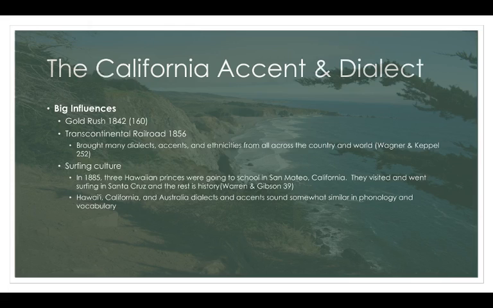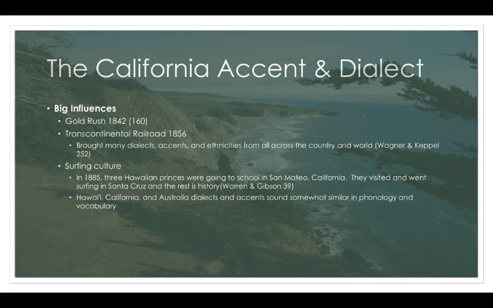And it all started in 1885 when three Hawaiian princes were going to school in San Mateo, California, which is a little bit more northern California. And they visited and went surfing in Santa Cruz, California. And I just put the rest is history because that is where surfing was introduced in the US pretty much, by these three Hawaiian princes who decided to cut down a bunch of redwoods and go surfing.